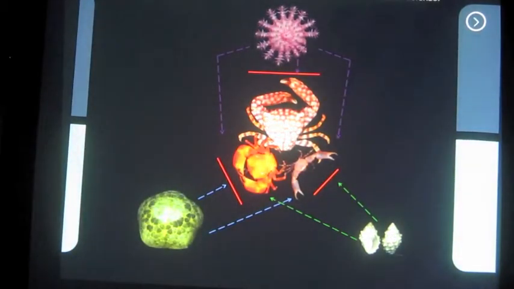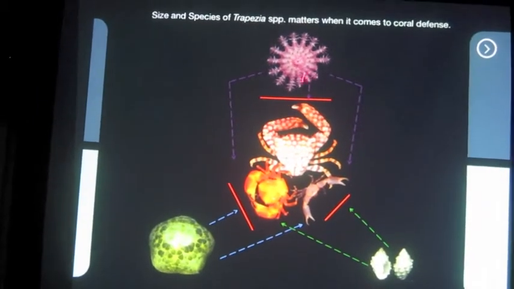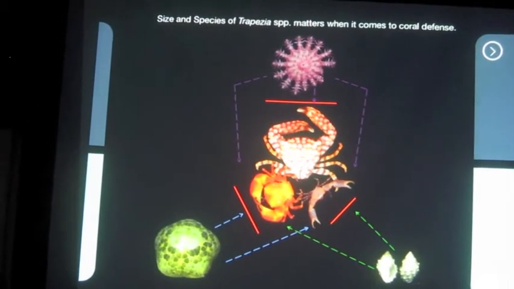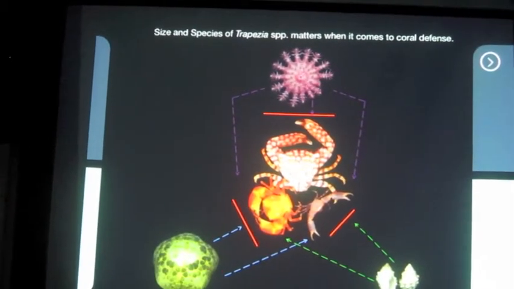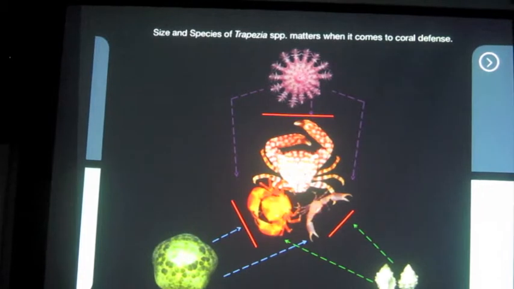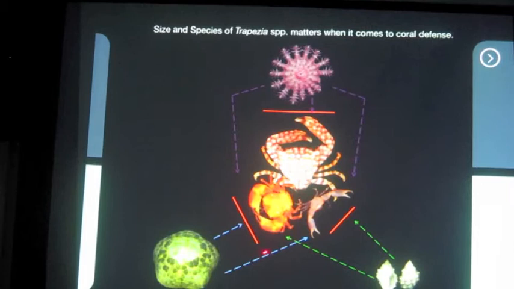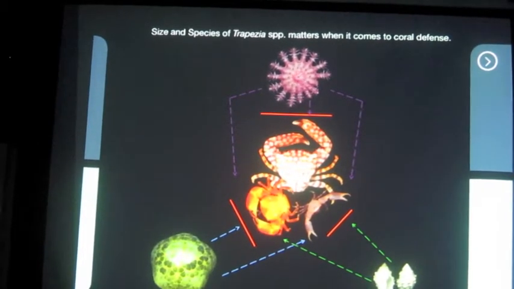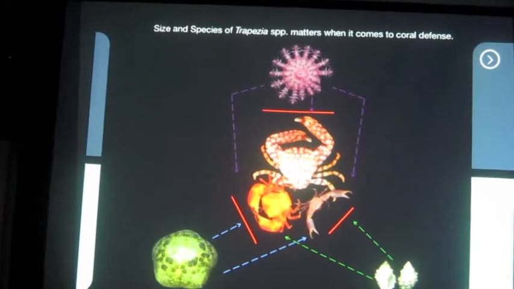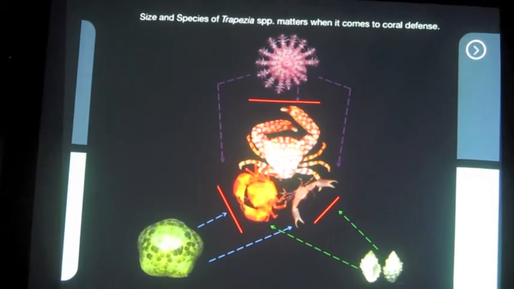So, both size and species seem to matter when it comes to Trapezia and coral defense. Our biggest ones are the only ones who seem to really block crown of thorns. Medium ones certainly block Coralliophila, but they don't seem to block Drupella. Small crabs can't defend against Coralliophila, but they can defend against the smaller snails. So you end up with this very complex relationship based on the diversity of crabs present in the system.